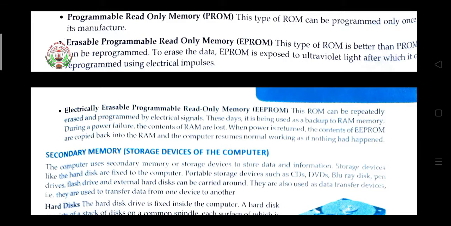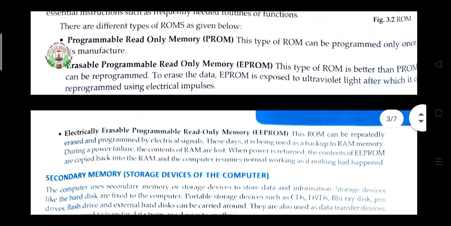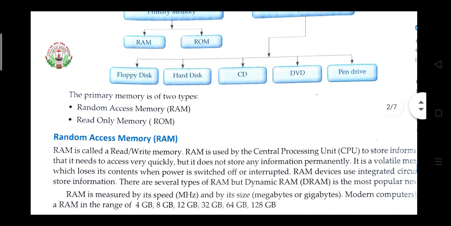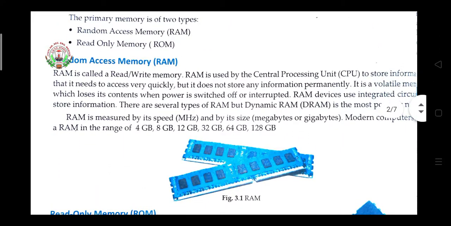So if you are working with EEPROM and suddenly the current goes off, the EEPROM data will all still be there, and if you restart your computer, that data will again come to RAM, and you can start working again with the same data. Like this, the primary memories are used, RAM and ROM.